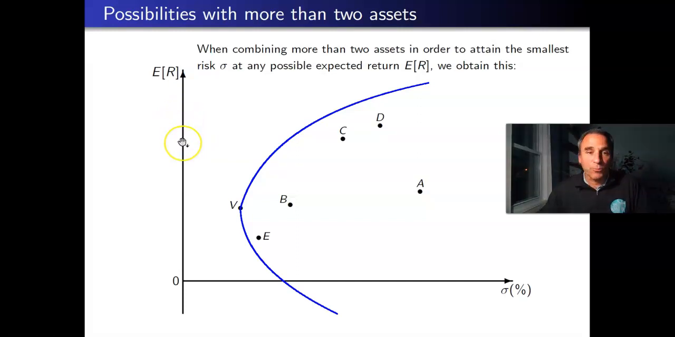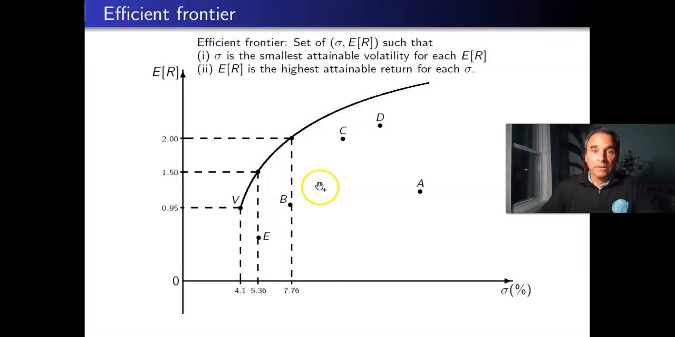So if you aim at an expected return of 12%, the blue line gives you the combination of all the available assets you have to put in place in order to construct the portfolio with the lowest possible standard deviation. Here's some more explanation of what I just said. Sigma is always the smallest attainable level of volatility for each expected return, and the expected return on the frontier is the highest return achievable for a level of risk.